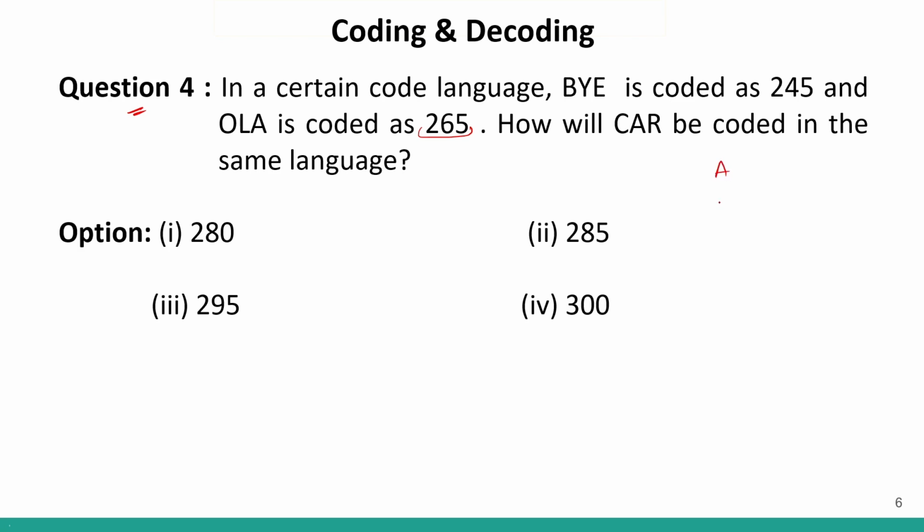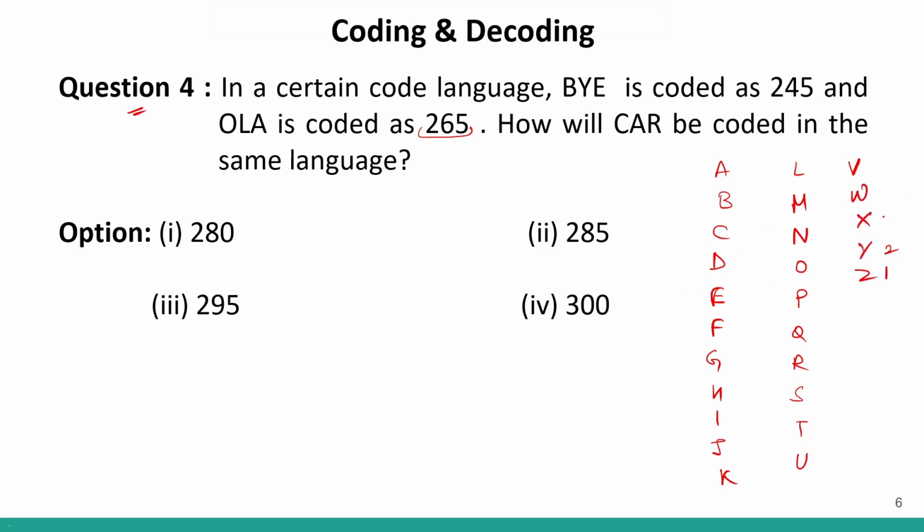So I am writing the backward ranks now. A, B, C, D, E, F, G, H, I, J, K, L, M, N, O, P, Q, R, S, T, U, V, W, X, Y, and Z. Let us write the backward ranks: 1, 2, 3, 4, 5, 6, 7, 8, 9, 10, 11, 12, 13, 14, 15, 16, 17, 18, 19, 20, 21, 22, 23, 24, 25, and 26. These are your backward ranks.